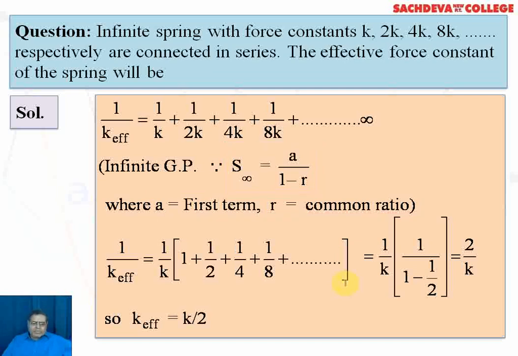By using this formula, the first term will be 1. The ratio will be 1 over 2 divided by 1, and that is 1 by 2. So after calculation, our number will become 1 over k within the bracket 1 over 1 minus half. Half we have computed for r. We have calculated the value, that is 2 over k. So k effective will be k over 2. We will invert the function.